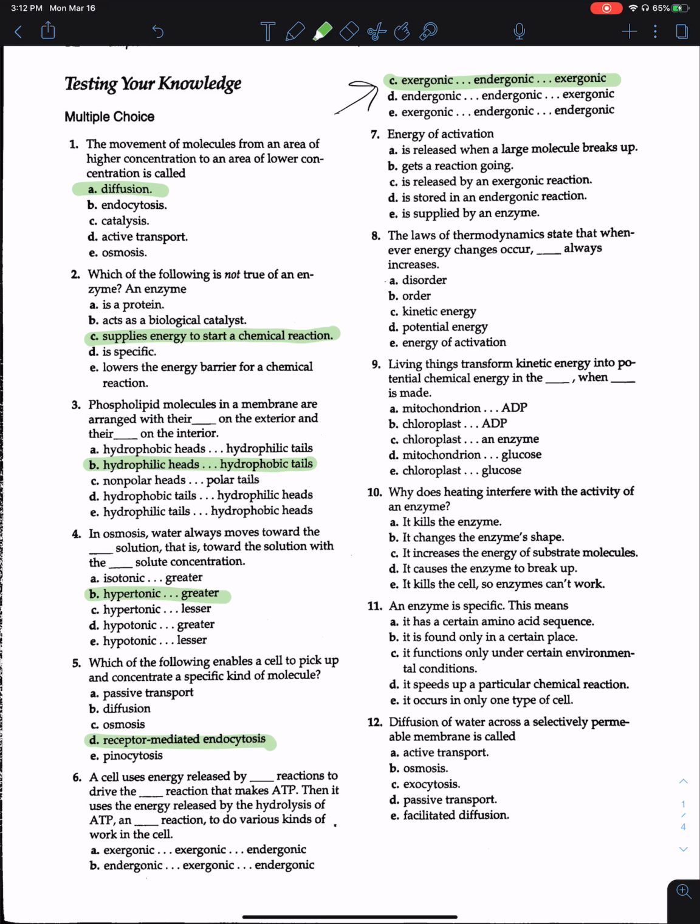So a cell uses energy released by exergonic reactions, meaning those reactions are themselves releasing energy, thus that allows the cell to use it, right? To drive the endergonic reaction that makes ATP. To put ATP together, your body has to use energy, right? It actually has to use energy to make the currency that actually is energy for the body.